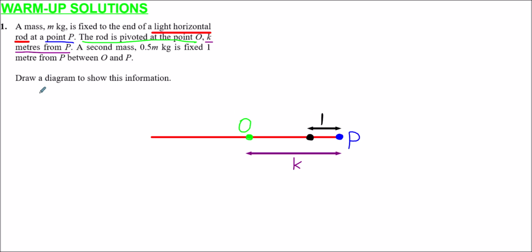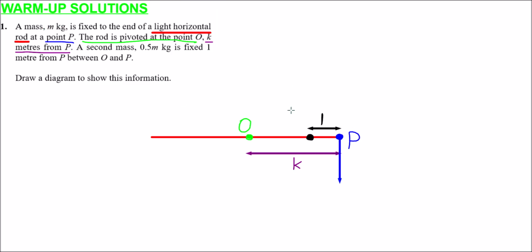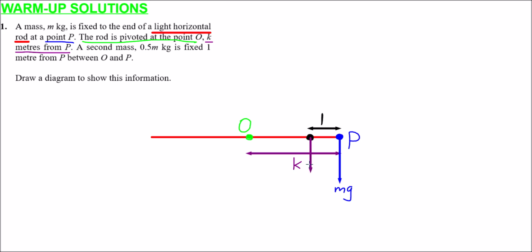We're almost done. What I've not done here is added in the masses. The mass which is at the end at P has a mass of m kilograms, so I'll just draw this in here. It's got a mass of m. If its mass is m, its weight will be mg. And finally, the one which is here has a mass of 0.5 m, so that will have a weight of 0.5 mg. I'll just add this in as well as 0.5 mg. So that's part 1 done.